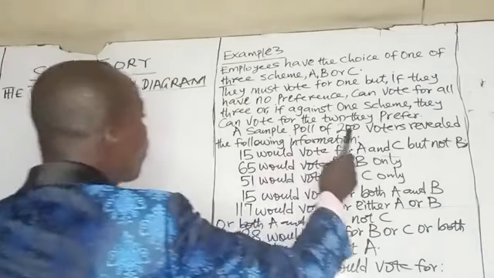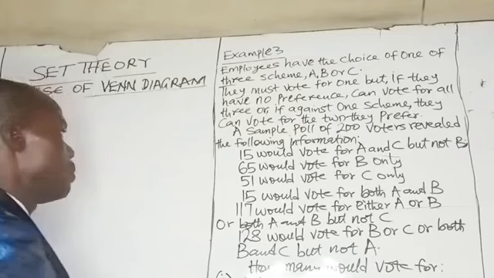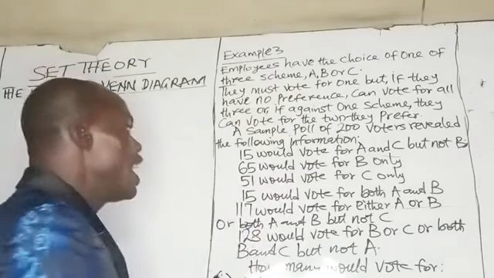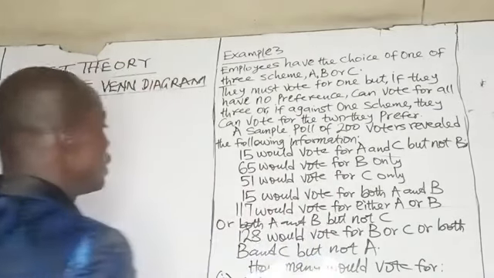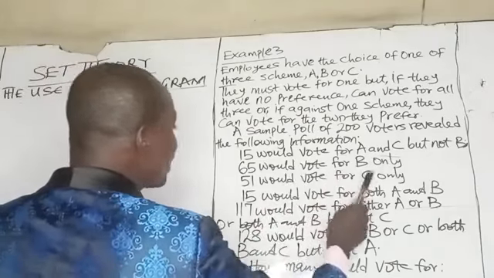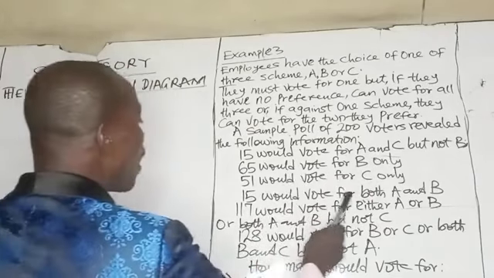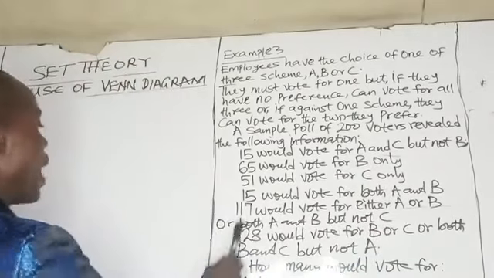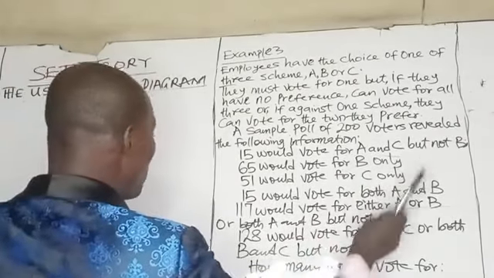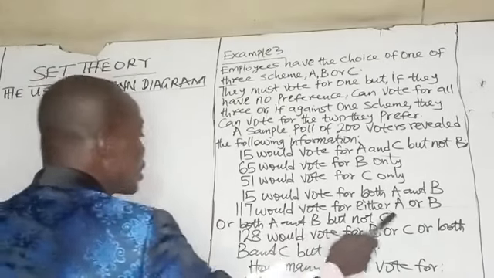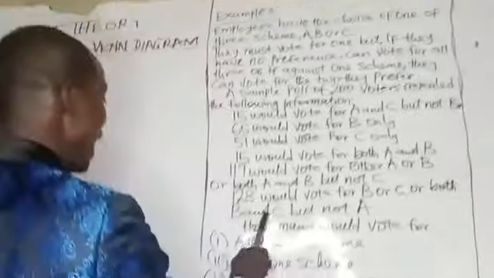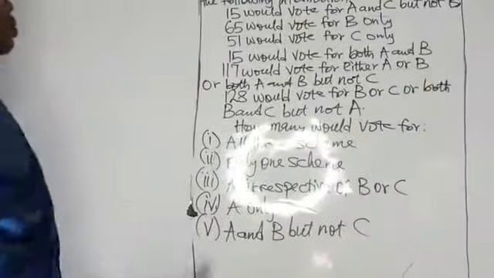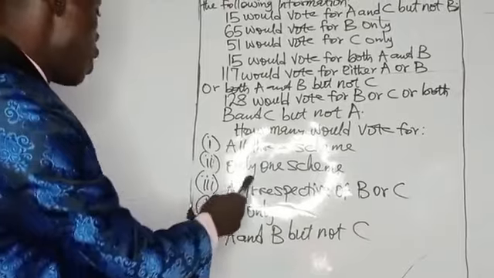A sample poll of 200 voters revealed the following information. 15 will vote for A and C, but not B. 65 will vote for B only. 51 will vote for C only. 15 will vote for both A and B. 117 will vote for either A or B, or both A and B, but not C. 128 will vote for B or C, or both B and C, but not A. How many will vote for one or three schemes? 2. Only one scheme.